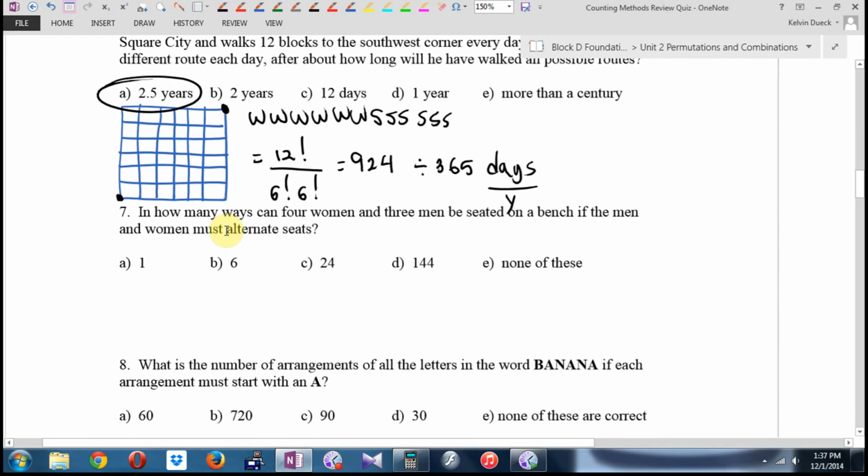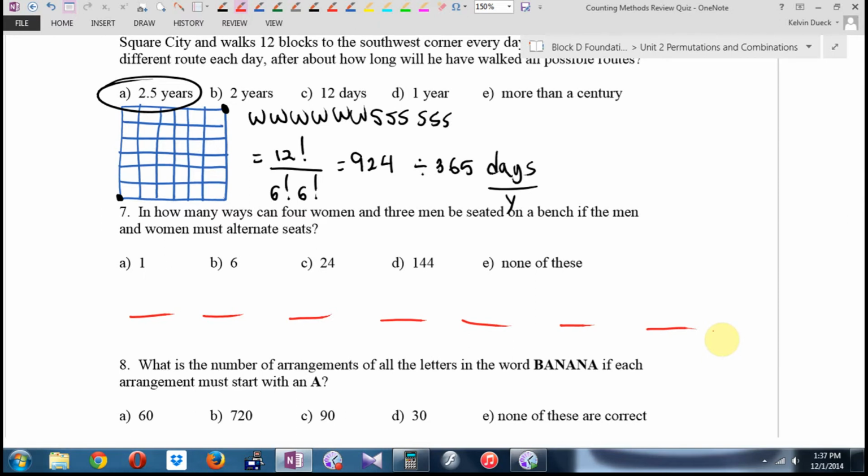Number 7, in how many ways can 4 women and 3 men be seated on a bench if the men and women must alternate seats? Oh, I think I can do this by drawing a blank. Seven people grand total. If I want to alternate genders, do I have to start with a boy or do I have to start with a girl in this question? Girl. Have to start with a woman.